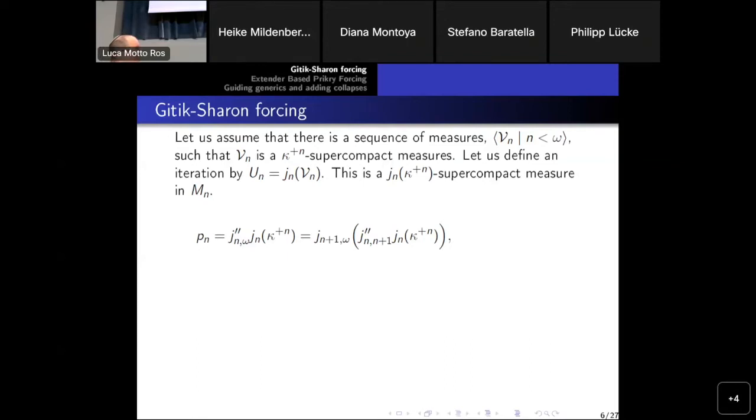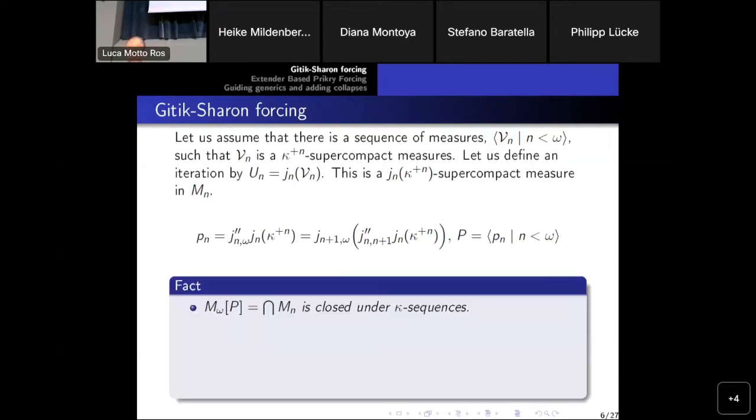Okay? So we have a sequence of those pn's, a sequence of the generators of the Un, all the way through to j(n,omega). This is exactly the recipe that we had in the last one. So we already know that we would have that j omega of U is the intersection modulo, and it's closed under kappa. What else do we know?